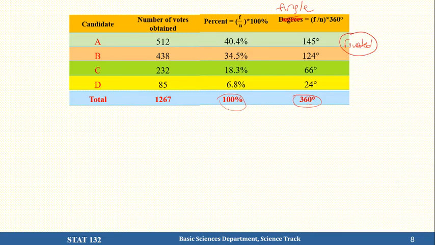Let me first show you how to find the percentage for this one. 512 divided by 1,267 times 100%. So it will give you 40.4%. And you can do the same thing by multiplying this fraction by 360 degrees. When you round it, it will be equal to 145 degrees. When drawing it, you can round these values, but in total it has to be 360.